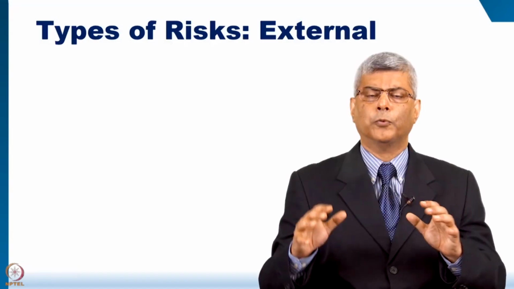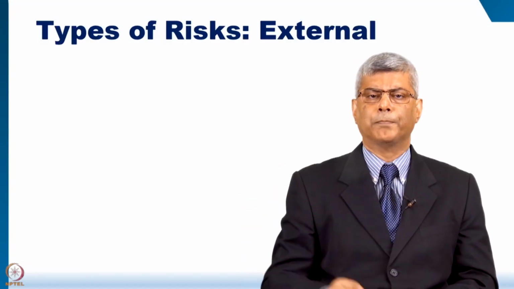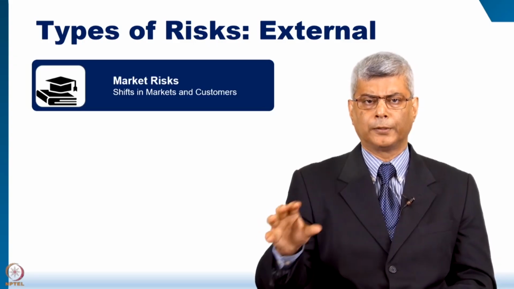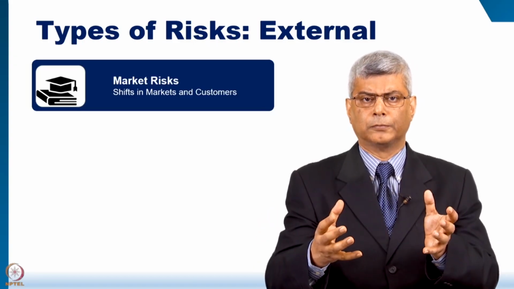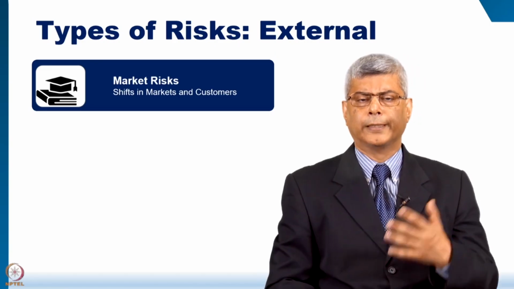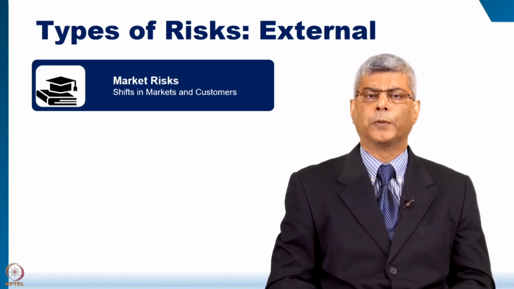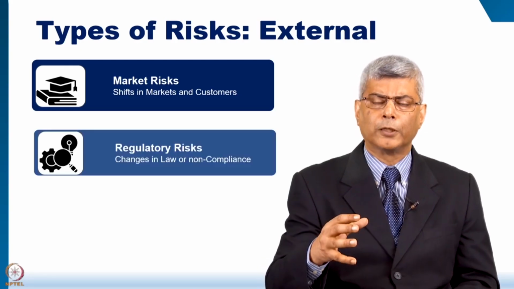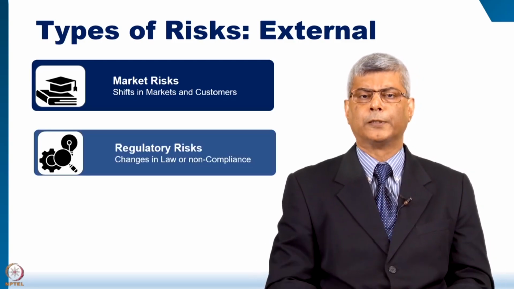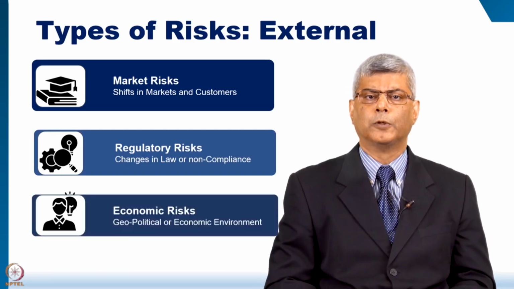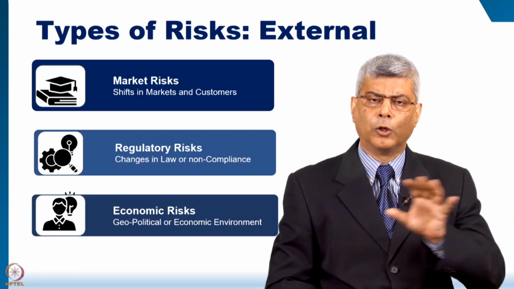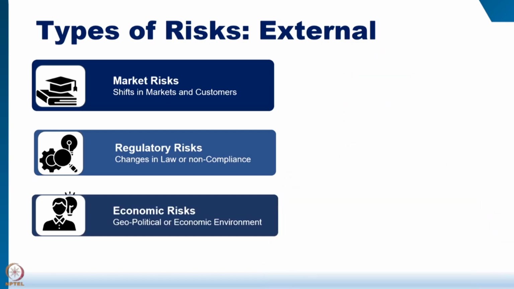Let's look at risks which arise for reasons outside the company. For example, it could be a market risk. A company is working in a market and there are risks in the market itself. For whatever reason, customers are moving away, competitors are moving in, etc. We'll look at them in detail in a while. It could be because of regulatory changes, changes in the law. And we'll look at some examples in the real world. It could also be because of economic risk, because economics also drives businesses. And we'll look at some examples.